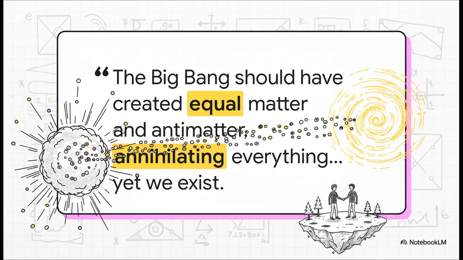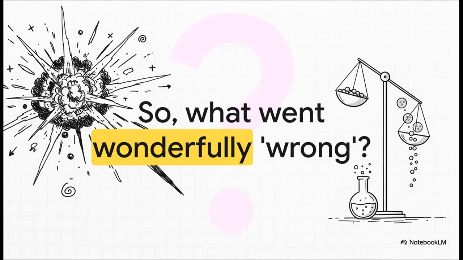Right from the get-go, we run into this massive paradox. Our understanding of the Big Bang says it should have created matter and its perfect twin, antimatter, in exactly equal amounts. Now the problem is, whenever matter and antimatter meet, they annihilate each other in a flash of pure energy. So the universe should be nothing but a vast, empty sea of light. And yet, well, look around. Here we are. The very fact that we exist means that somewhere along the line, that perfect, balanced picture went wonderfully wrong. Our existence wasn't a given. It's actually the result of some fundamental cosmic glitch.